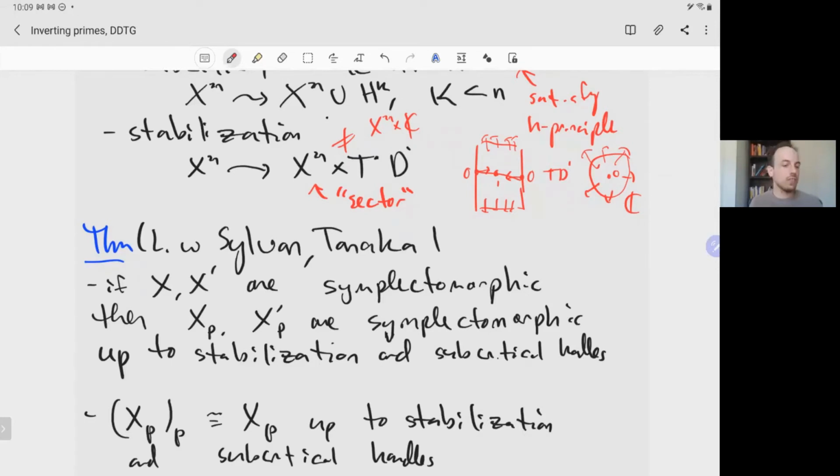So this is addressing this independence of presentation, which we're claiming holds up to stabilization and subcriticals. We don't know whether it actually holds on the nose without stabilizing and adding subcriticals. I suspect that it doesn't, but it holds up to these moves. So this is some kind of weakening, but also generalization, of this h-principle for flexible domains. The other property is idempotence. If you apply this p localization twice, you get the same thing as localizing once, up to stabilization and subcritical handles again.